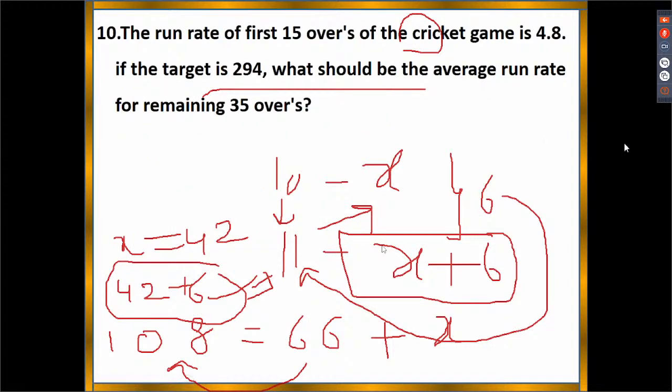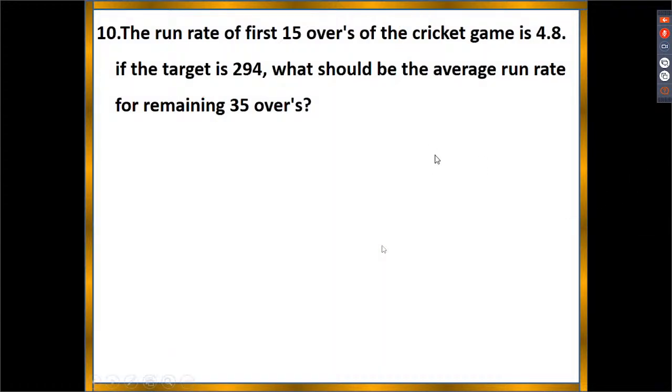The run rate, a general example, first of all, give some preference for all the models. Wait for 5-10 minutes, I will wind up the session. The run rate of the first 15 overs of the cricket game is 4.8. If the target is 294, then what should be the average run rate for the remaining 35 overs?